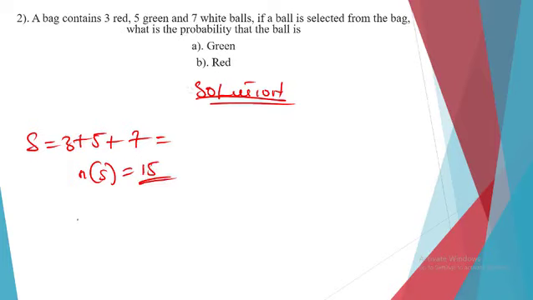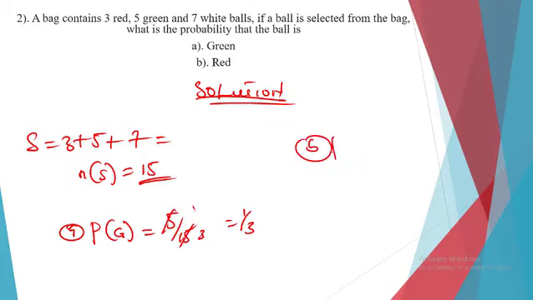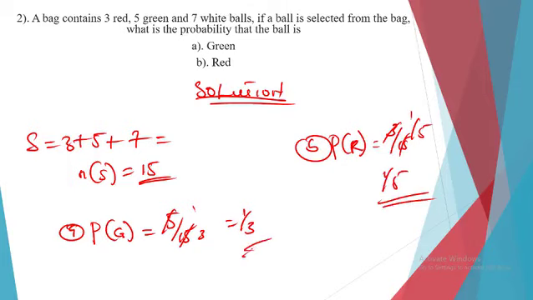And the probability of obtaining green is equal to, how many greens do we have? 5, over 15. 5 into itself is 1, 5 into 15 is 3, so we have 1 over 3. Then B, probability of obtaining a red is equal to the number of reds, which is 3, all over 15. And 3 into itself is 1, 3 into 15 is 5. So we have 1 over 5, and that's all.